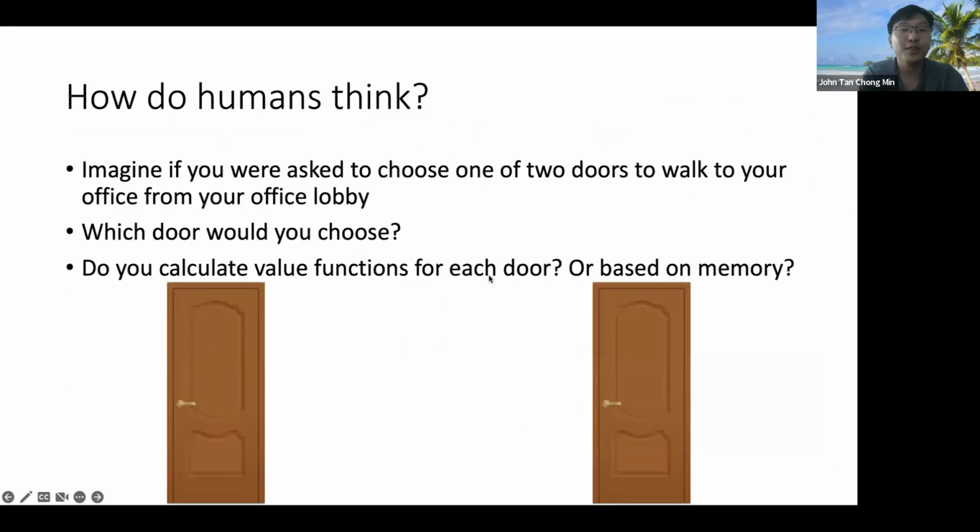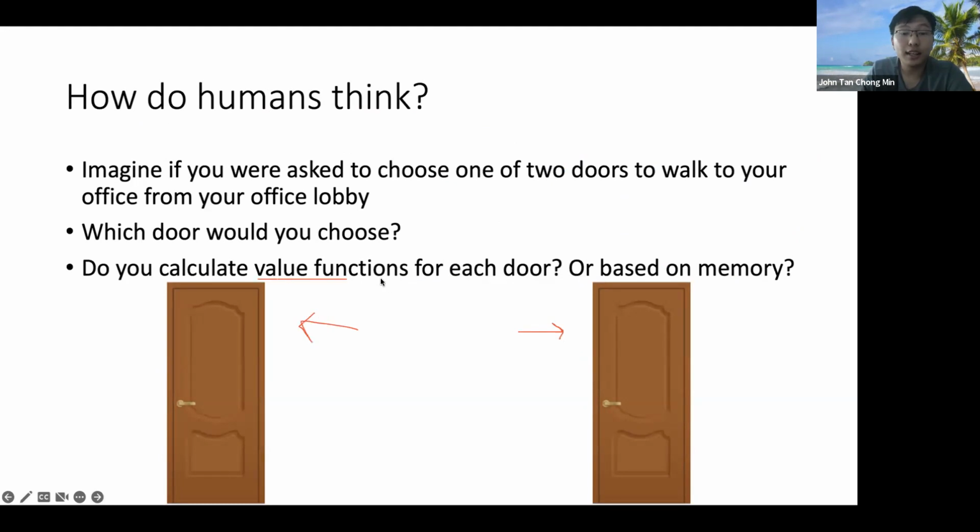Before we move to the goal-directed system, this is just an exercise. Let's say you are in your hotel or office lobby, and you have one or two doors to choose from in order to reach your office, and you already know the way. How would you know which door will go to your office? Will you take the left door or the right door? This is a hypothetical question, so I just want you all to think about it.